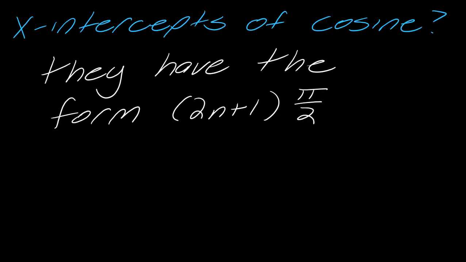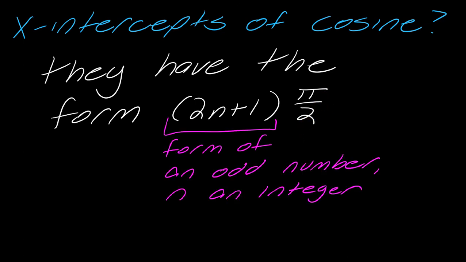So to represent that, we say that the x-intercepts have the form 2n plus 1 times pi over 2, where this 2n plus 1 is the general form of an odd integer. So if you plug in any number n into this formula, 2n plus 1, this will always give you an odd number. So if you plug in 2, you get 5. If you plug in 3, you get 7. So you can prove this to yourself. This is just how we indicate that it's got to be an odd integer. So an odd integer times pi over 2, that's the form of our x-intercepts.